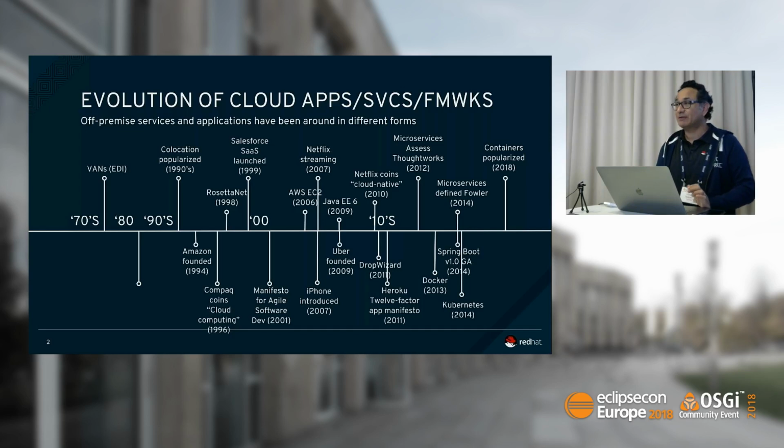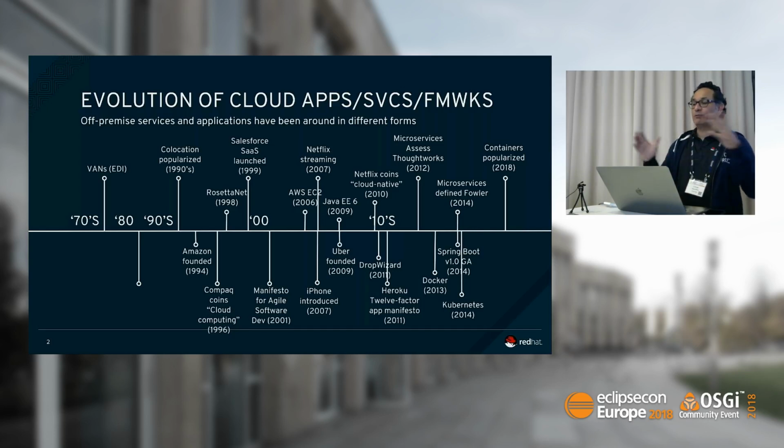Netflix coined the term cloud native in 2010. Dropwizard, if you have heard of the concept of fat jars, they came up with that concept in 2011. Have you heard of the 12-factor app manifesto? That is pretty popular. Heroku put that together in 2011. Microservices, as well as the definition of them, came between 2012 and 2014. So did Spring Boot in 2014. Docker was 2013, Kubernetes 2014, and containers were popularized in recent years.